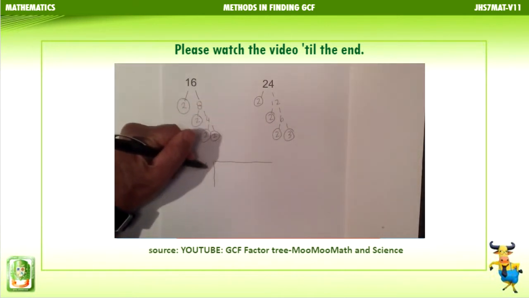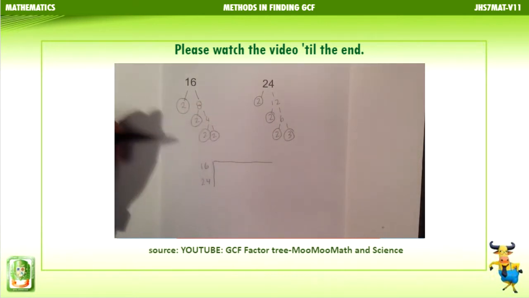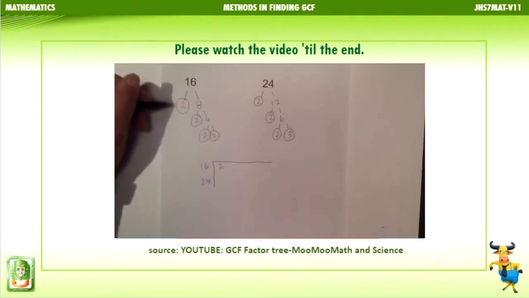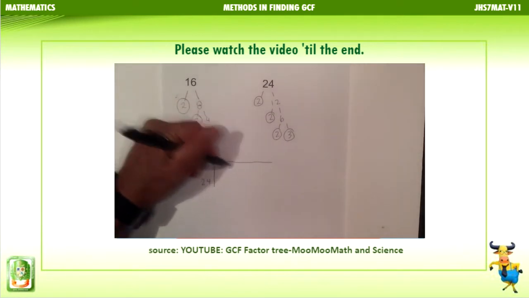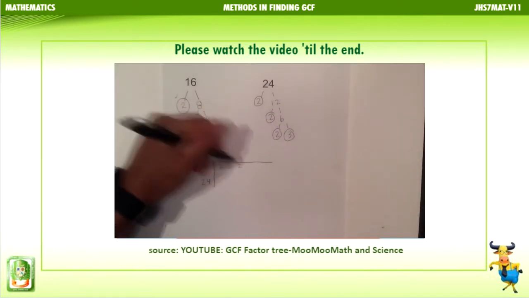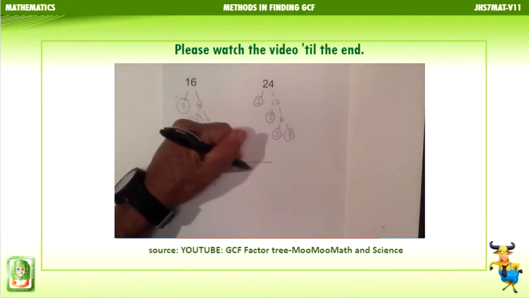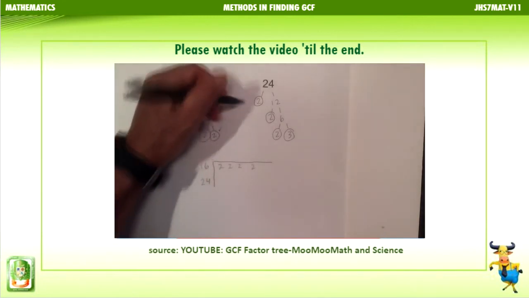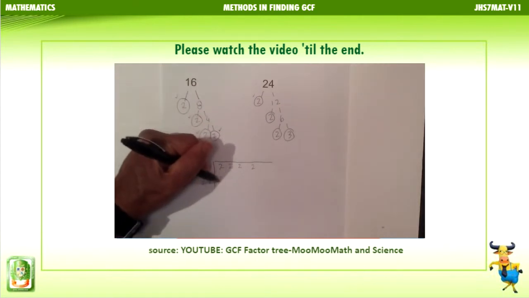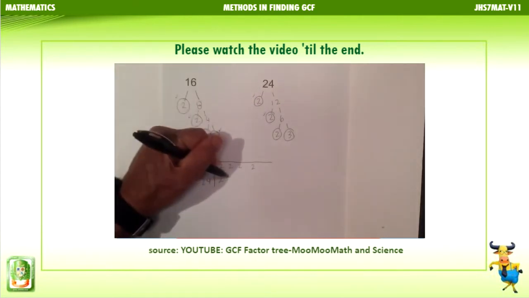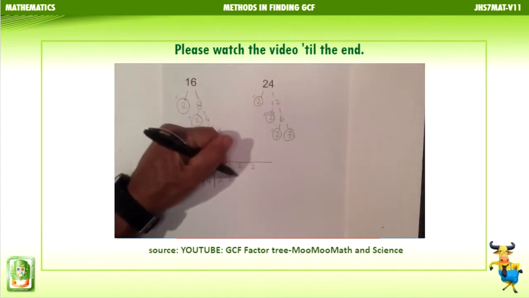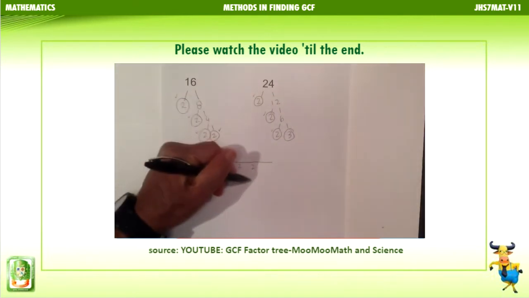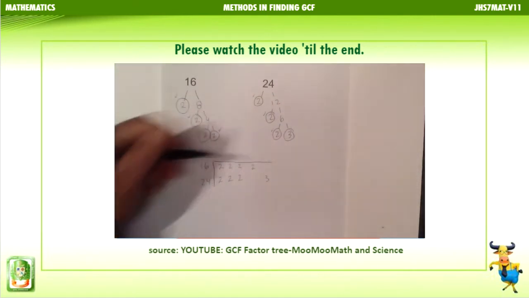Okay, so we have 16 and 24. So I'm going to write 2. I'll put a check. 2, 2, and 2. Now I'll do the same for 24. So I've got a 2 here. I've got a 2, a 2. Now I have a 3. I'm going to skip a space and write 2.